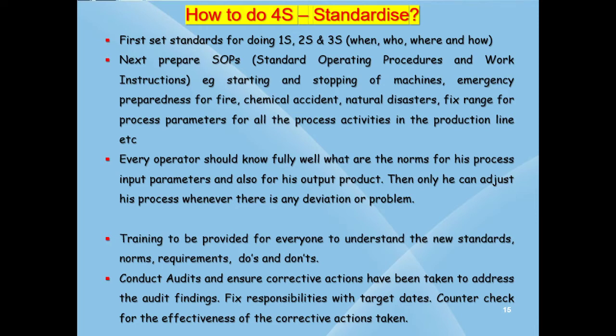How to do 4S in our workplaces? First, set standards for doing 1S, 2S, and 3S. That is, decide when to do, who has to do, where to do, and how to do. Also, prepare SOP, standard operating procedures, and work instructions like starting and stopping of the machines, emergency preparedness for fire, chemical accidents, and natural disasters. Fix range of process parameters for all the process activities in the production line. Document them and follow them strictly. Every operator should know what are the norms fixed for his process inputs and for his product output.